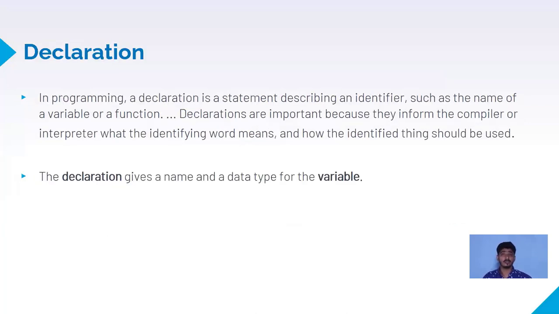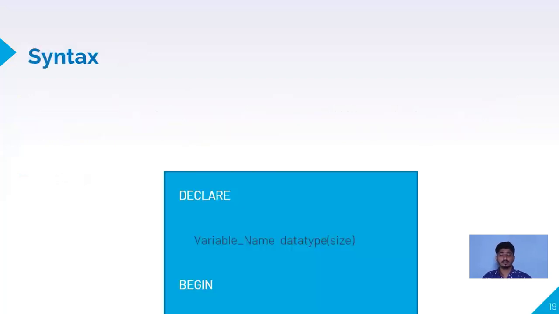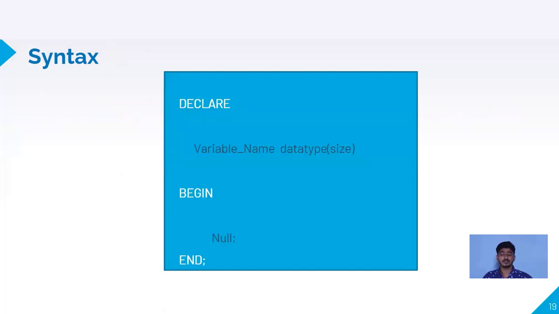Now we discuss declaration and initialization of variables. So here is the declaration. In programming, a declaration is a statement describing an identifier, such as the name of a variable or a function. Declarations are important because they inform the compiler or interpreter what the identifying word means and how the identified things should be used. The declaration gives a name and data type for the variable. So this is the simple syntax of declaring a variable.